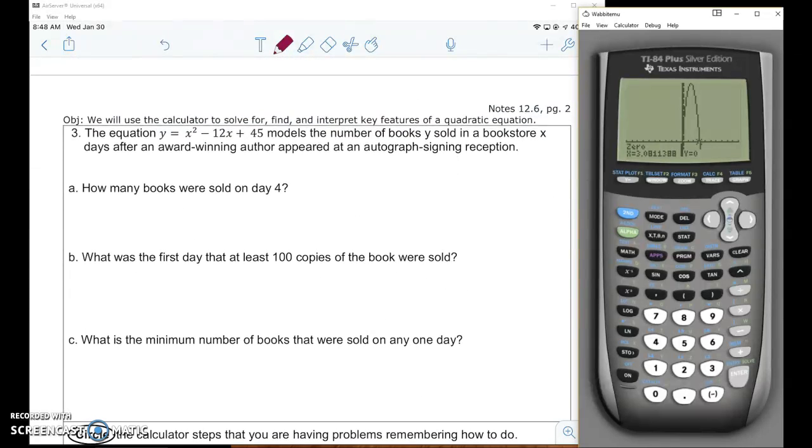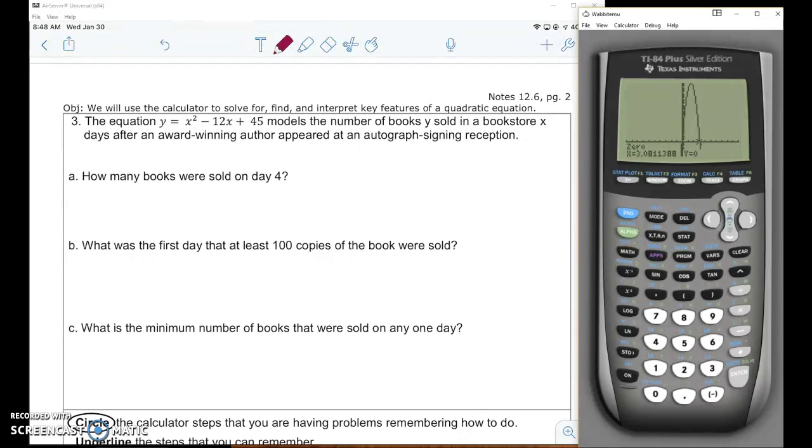Okay, number 3 on the back, we're going to go through this really quickly. It says the equation y equals x squared minus 12x plus 45 models the number of books y sold in a bookstore x days after an award-winning author appeared at an autograph signing reception. How many books were sold on day 4? So I go to y equals, I'm going to type in my equation, x squared minus 12x plus 45, starting at zoom 6.